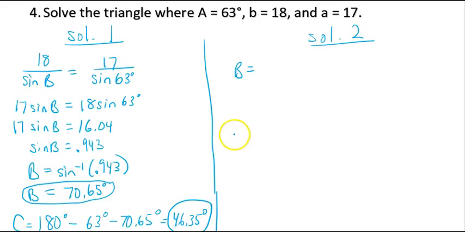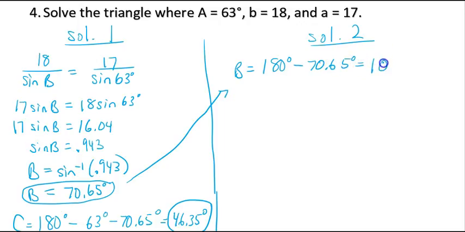Now come back up to solution 2. And as we mentioned, this B and this B are supplementary, meaning they have to add up to 180. That's the only connection that we're going to make. So 180 minus the B from solution 1 is going to give us 109.35. So this is the B for solution 2. Solution 2 now has angle A, angle B, side A, and side B.